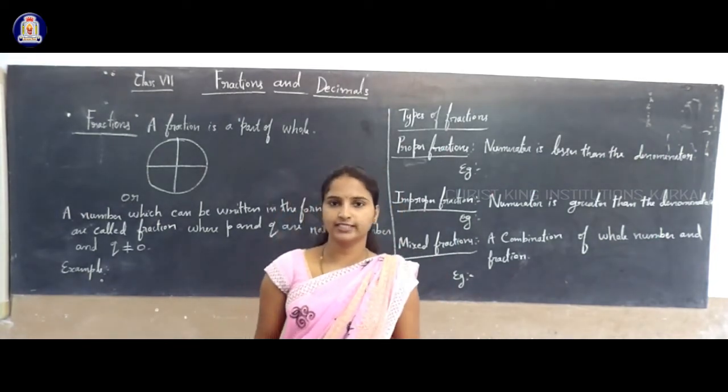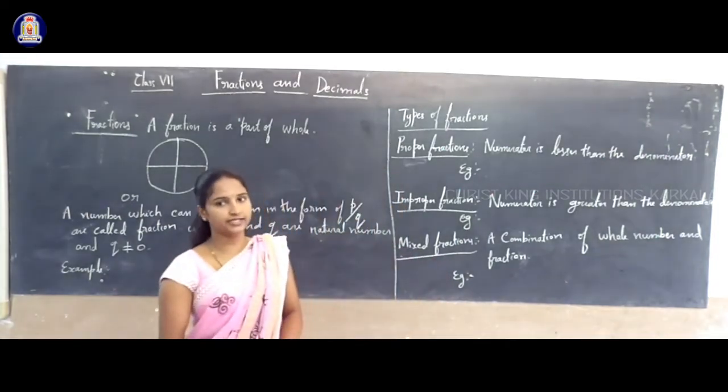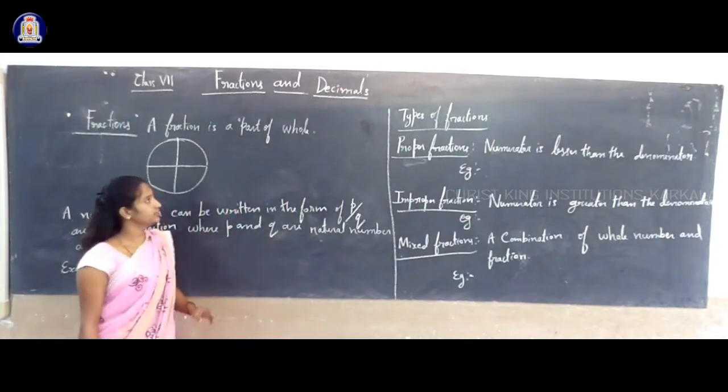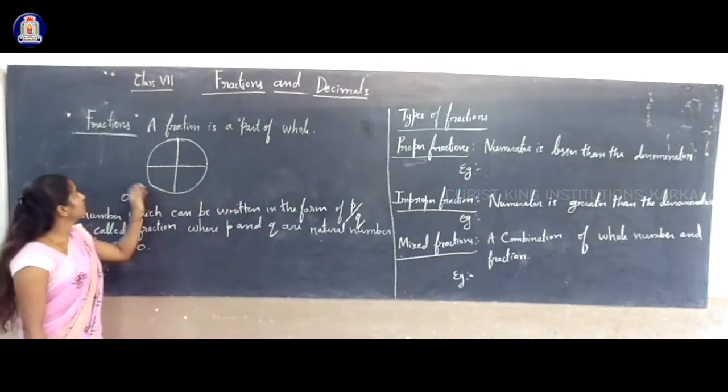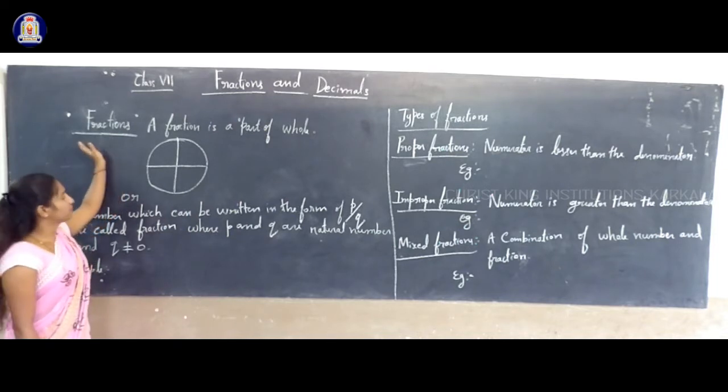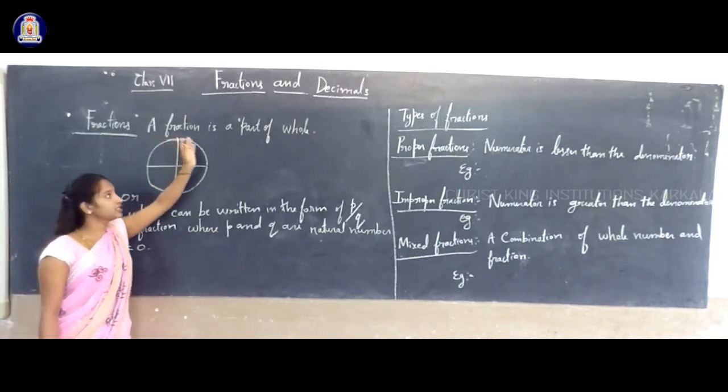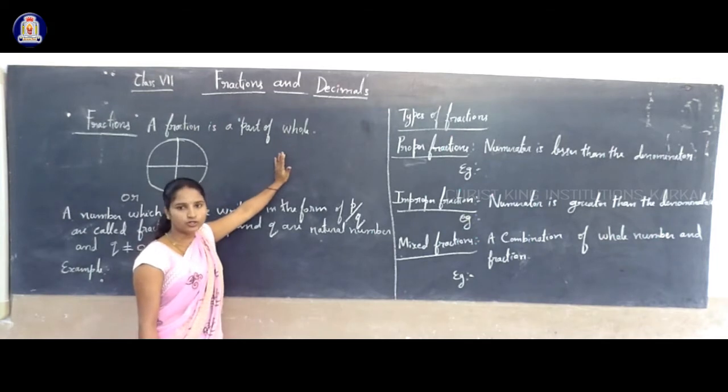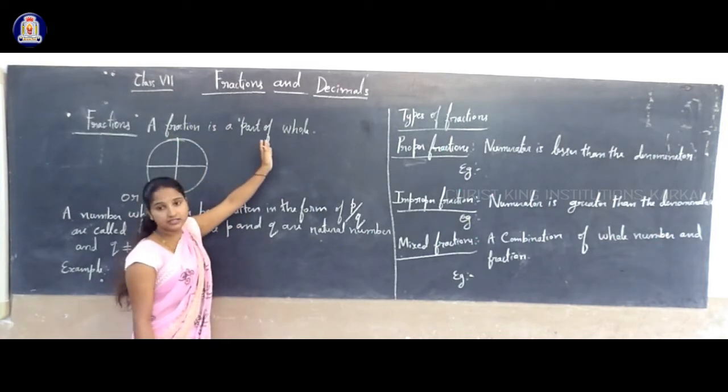Okay, today I am going to explain our chapter, fractions and decimals, of class 7. Clear? So first, see what is a fraction. The fraction definition is: a fraction is a part of a whole. Okay, a fraction is a part of a whole.